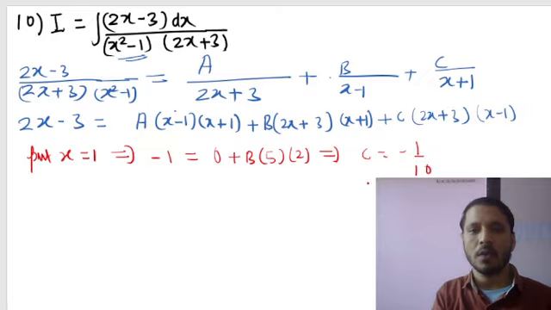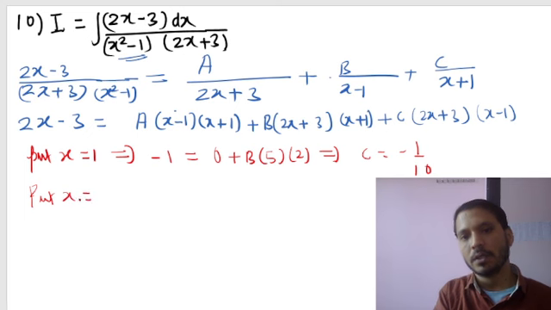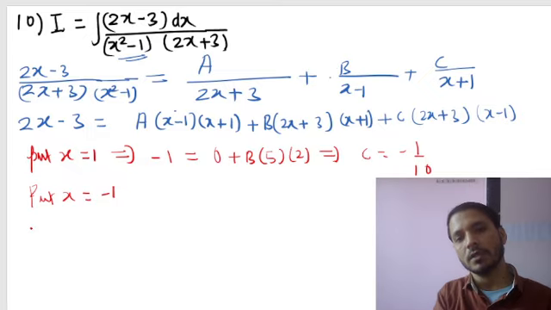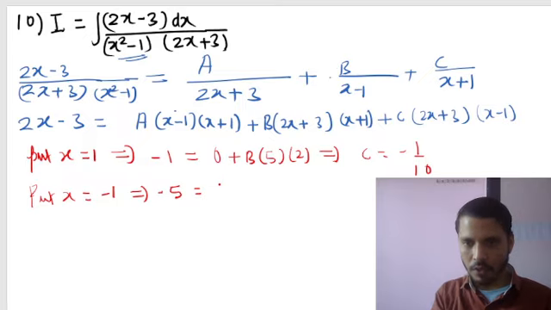Right, now we are going to put x is equal to what? So x is equal to, we are going to substitute this time minus 1. If you are putting x is equal to minus 1, then it will become minus 2 minus 3, this will become minus 5. So minus 5 is equal to, a and b part is going to become 0.